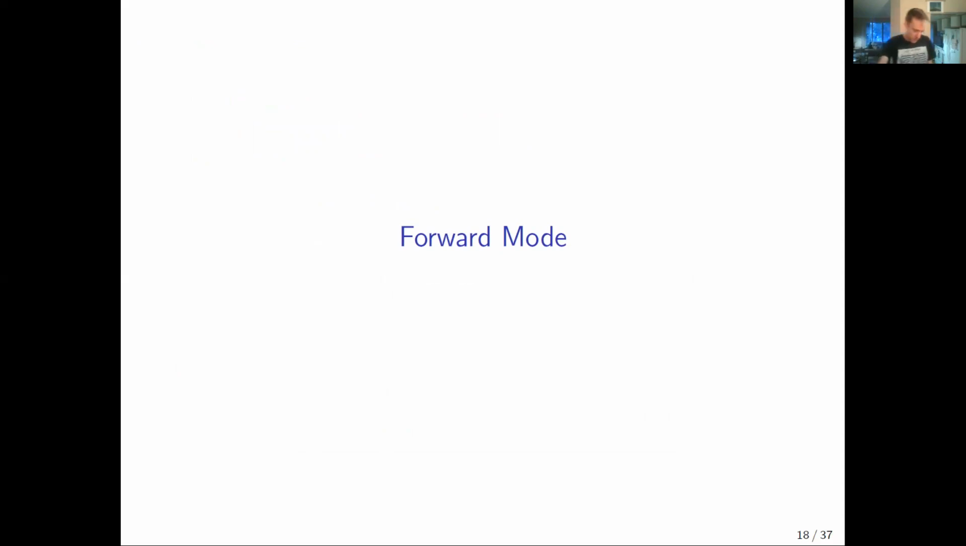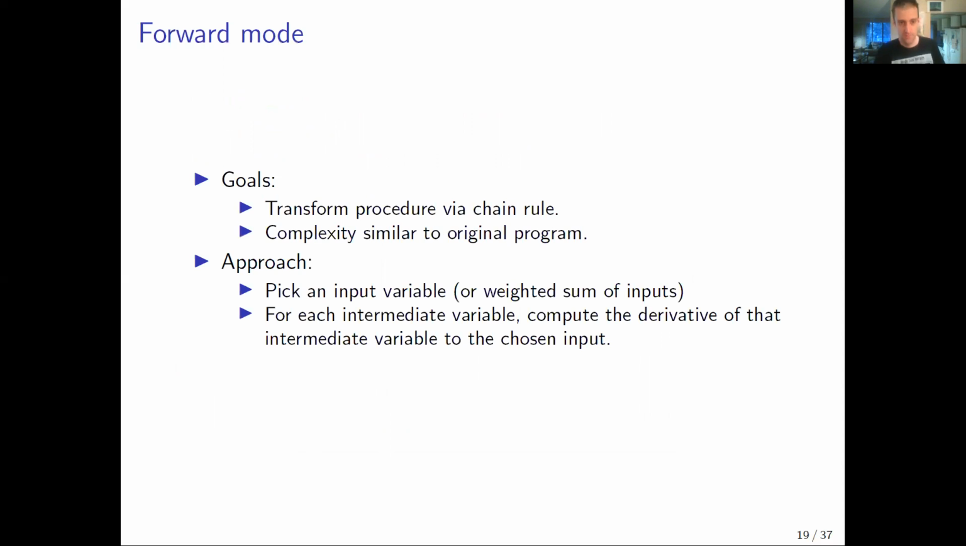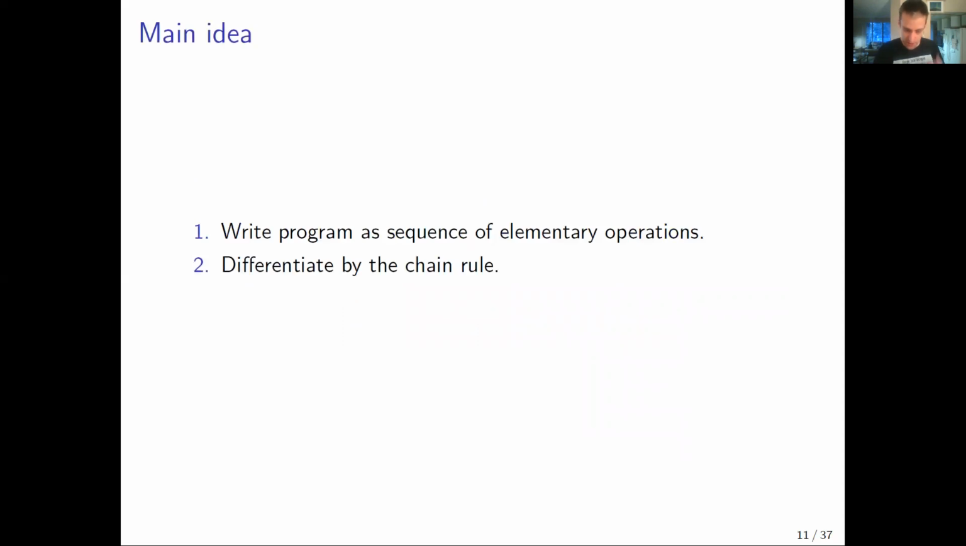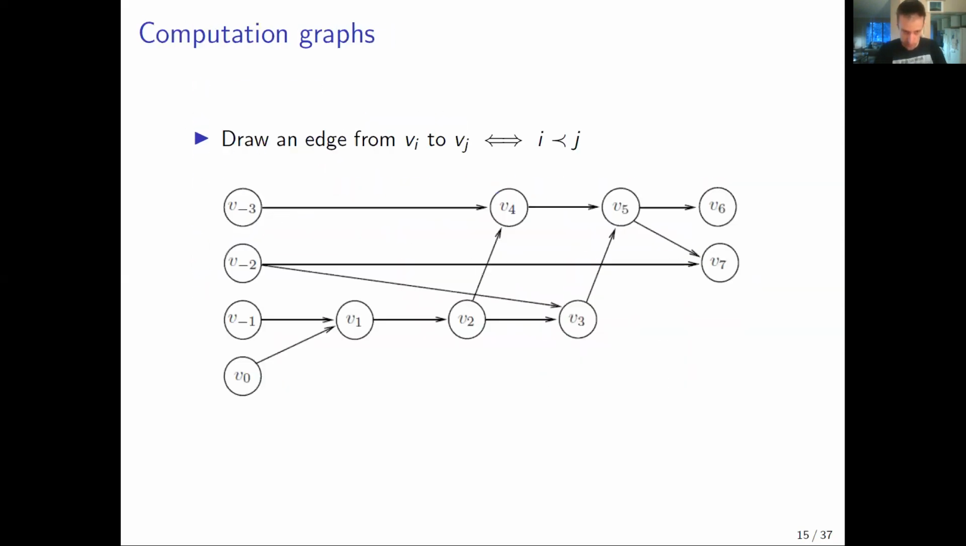Now let's talk about forward mode in automatic differentiation, one of the two main modes. Okay, so what's the goal of forward mode? Well, the goal is we have our evaluation procedure and we want to transform it via the chain rule, consistent with what we said is the main idea of AD. So we write a program as a sequence of elementary operations, so we can check that off. That's just an evaluation procedure. Then we want to differentiate via chain rule. So the first approach we're going to try for step 2 is forward mode.